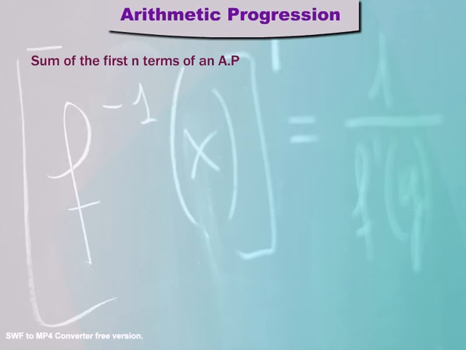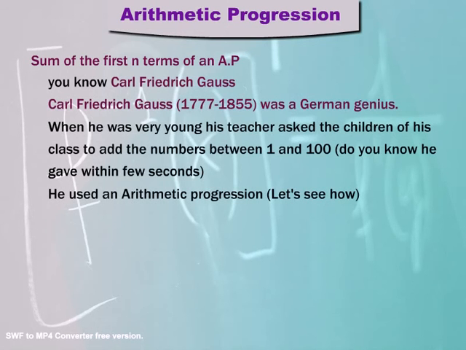The sum of the first n terms of an arithmetic progression. You know about Carl Friedrich Gauss. Carl Friedrich Gauss was a German genius. When he was very young, his teacher asked the children of his class to add the numbers from 1 to 100. Do you know, he gave the answer within a few seconds. He used the arithmetic progression to do this.